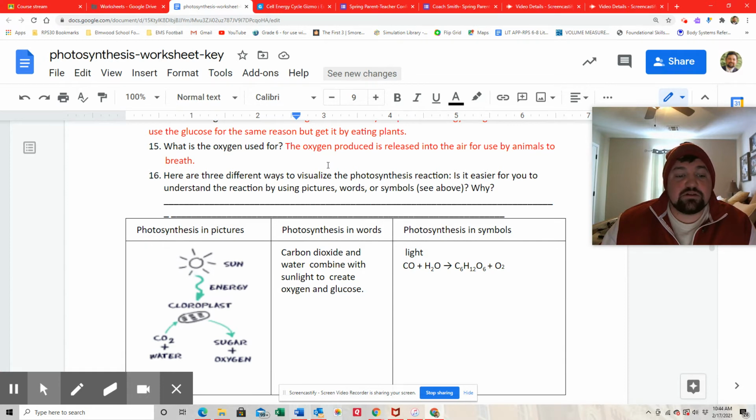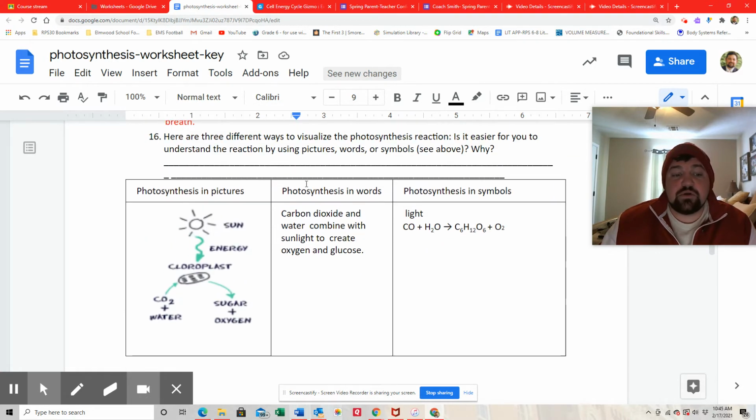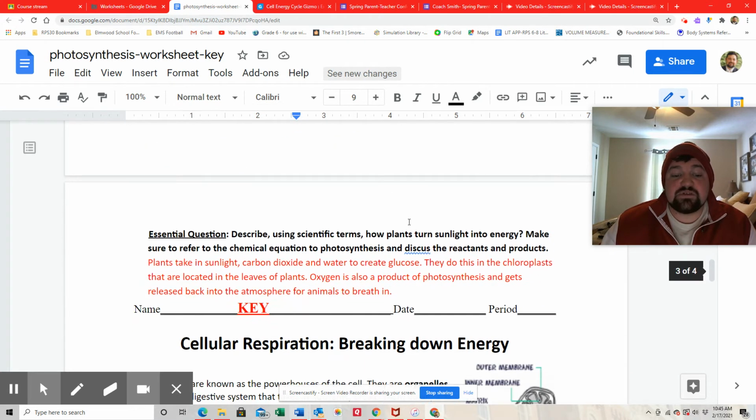And then there's a picture here. This is where you would have copied and pasted pictures or put it in words. Photosynthesis in a picture, you find one online. This is what it might look like. Photosynthesis in words, photosynthesis in symbols is our equation. So, that's the end of photosynthesis.